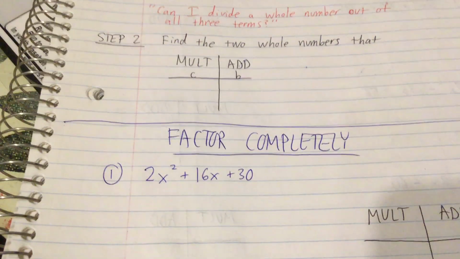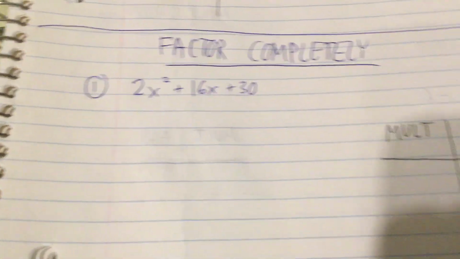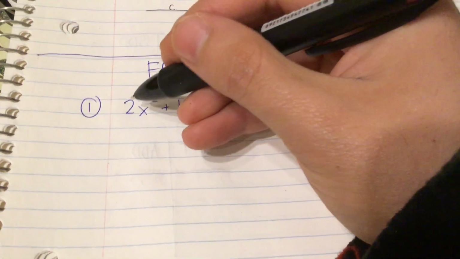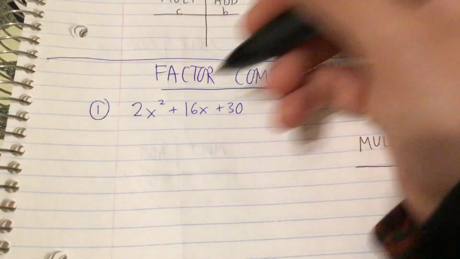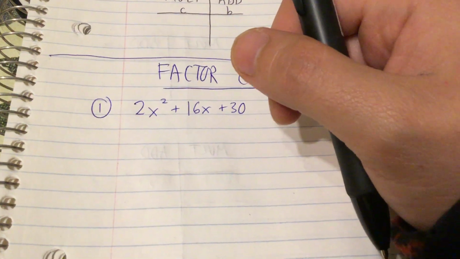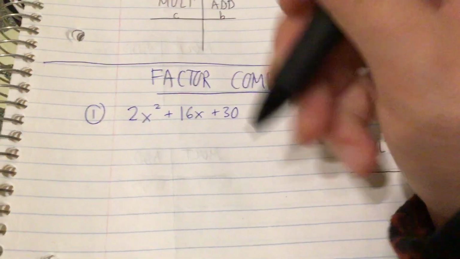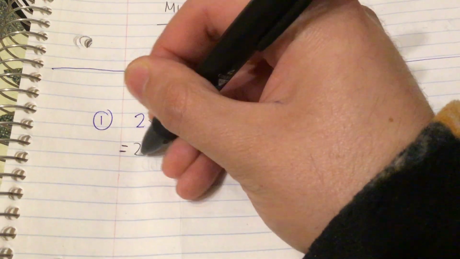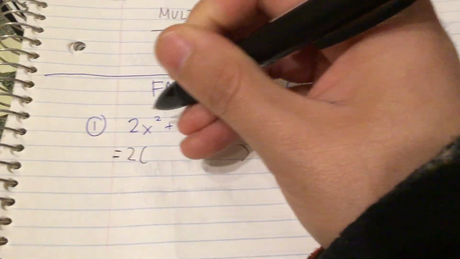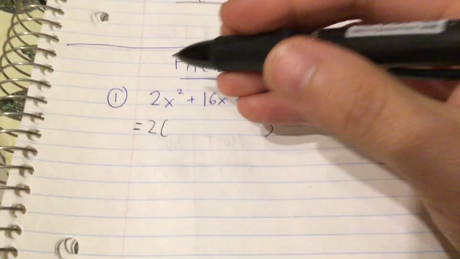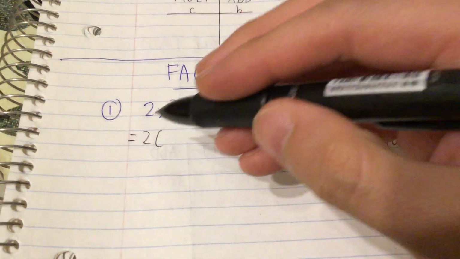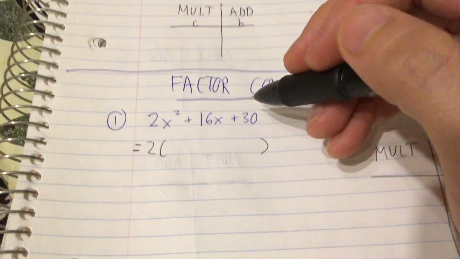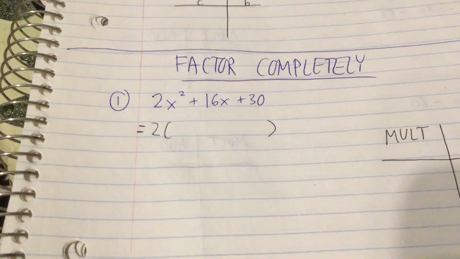So let's do number one together. So first things first, before we factor, can I take something out from 2x squared, 16x, and 30? Yeah, I'm going to divide all of them by 2 because the greatest common factor of 2, 16, and 30 is 2. And we've got an x squared, we've got an x, we don't have an x here, so we can't divide out an x.